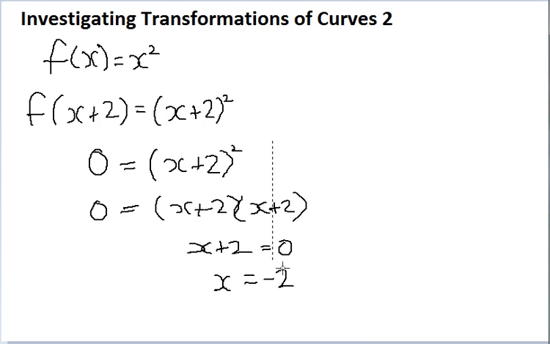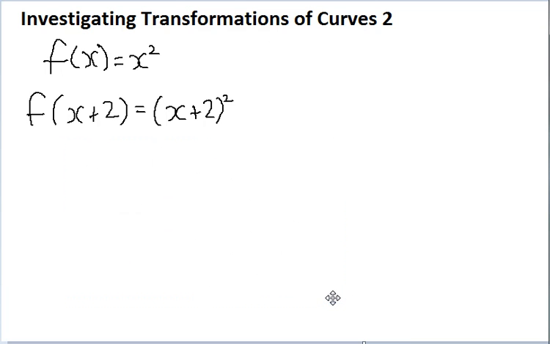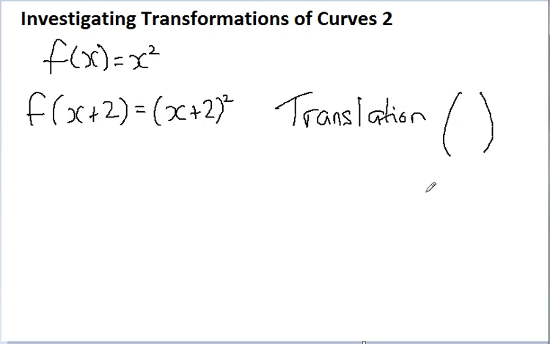Let me just get rid of this. Now what we need to do is describe this transformation. And again, this was a movement, but it was a movement across this time instead of up or down. So we still describe it as a translation, and we still use a vector to describe the translation.